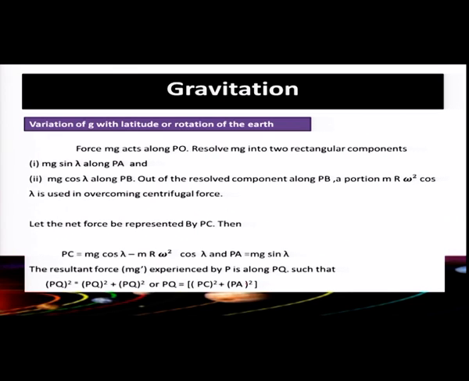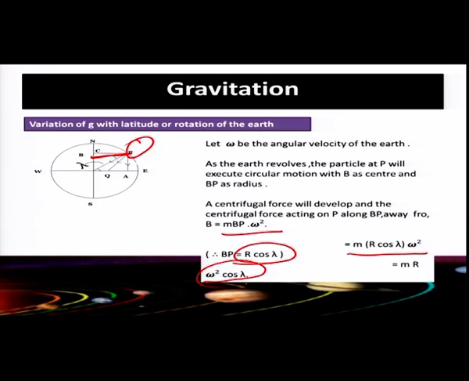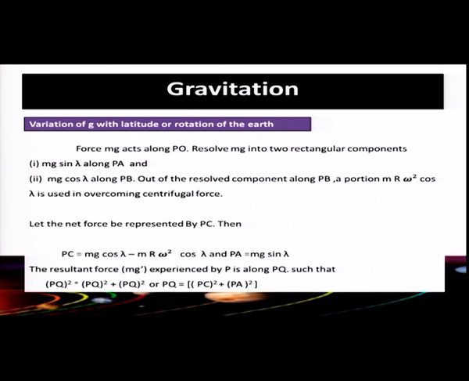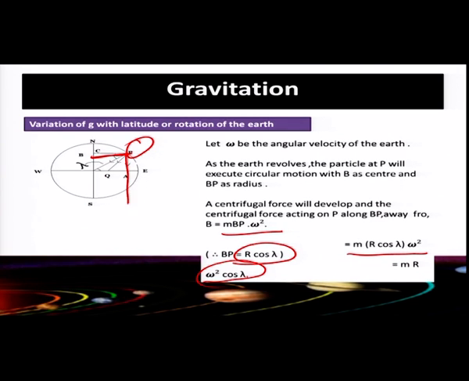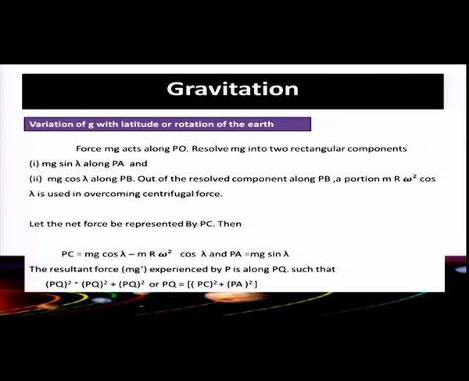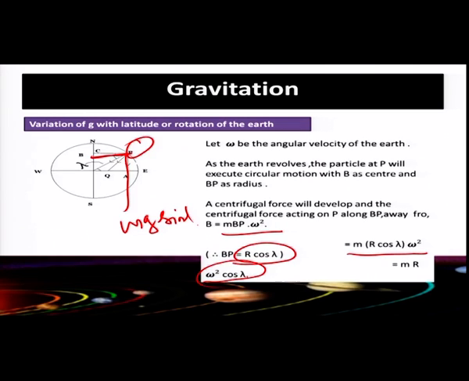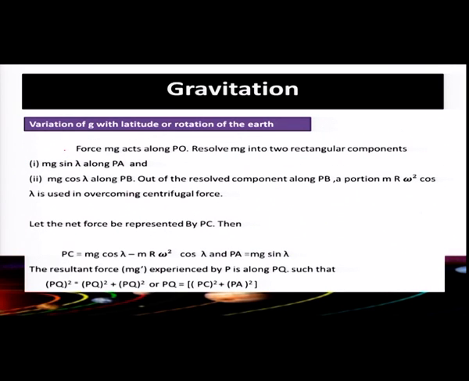Resolve mg into two rectangular components: mg sin lambda along PA and mg cos lambda along PB. So you are resolving it into two perpendicular components, mg sin lambda and mg cos lambda, where mg sin lambda is along PA and mg cos lambda is along PB.